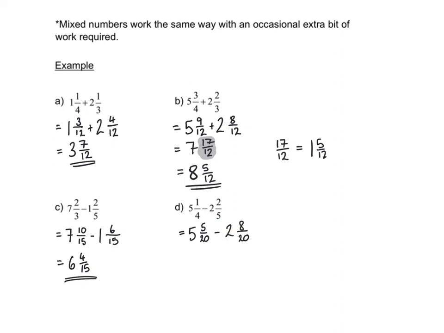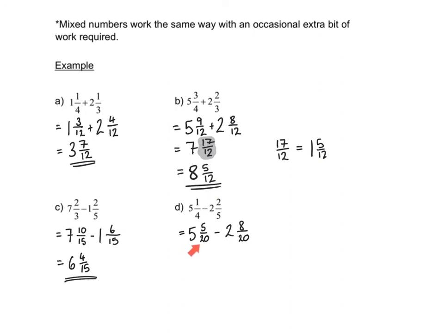Now the problem here is I can easily do 5 take away 2, that's no issue, but here 5/20 take away 8/20 would start getting me into negative fractions, which I really want to avoid. So what I'm going to do is try and deal with this 5/20 take away 8/20 by borrowing from this 5. So if I want to borrow from the 5, I need to think about what kind of fractions I'm dealing with here.